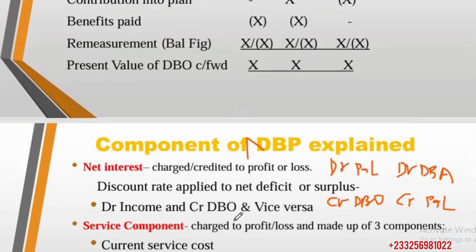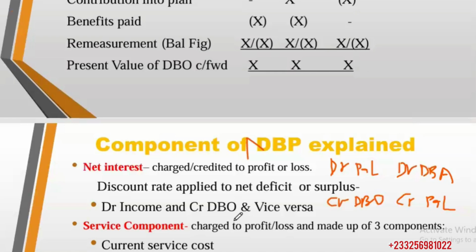So if the net is an asset, they will treat it the same way as an asset. With that net interest, we'll debit asset and we'll credit P&L. Are you following? If it is net obligation, or deficit, we treat it the same way as the obligation. In that case, we'll debit P&L and we'll credit what? Our defined benefit obligation.